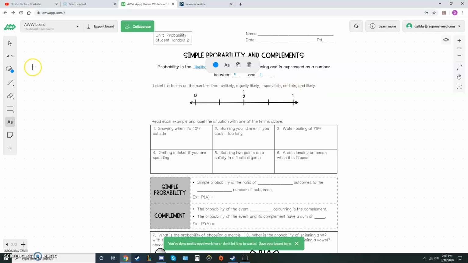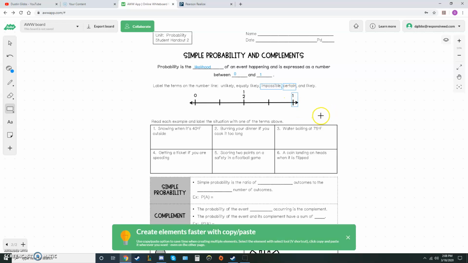So let's start with these ones first, okay? Let's start with impossible and certain. Okay, so if I am certain that it's going to happen, it's a 1. Okay?